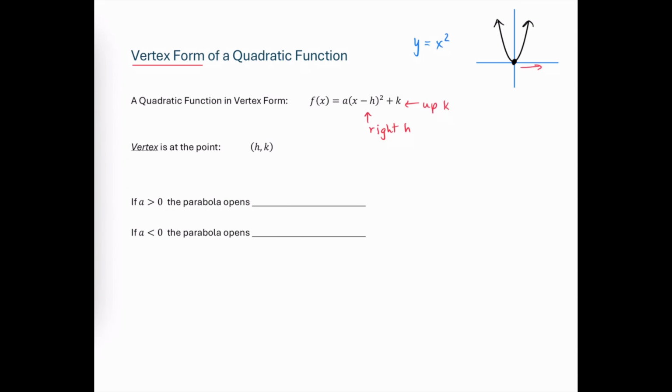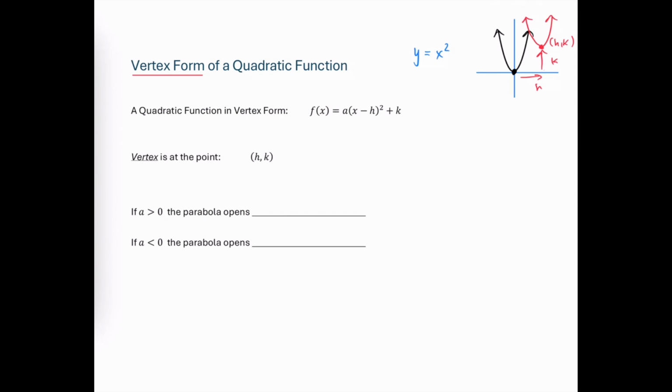So if we went to the right h and up k, the vertex point would land at the ordered pair (h, k). And this leading coefficient value out here would correspond to either a vertical stretch or a compression that would simply impact the width of the parabola. So when the parabola is written in vertex form, we can extract the vertex from the function. The x-coordinate of the vertex is going to be the opposite of what we see inside here, and the y-coordinate of the vertex is going to be exactly what we see outside here.